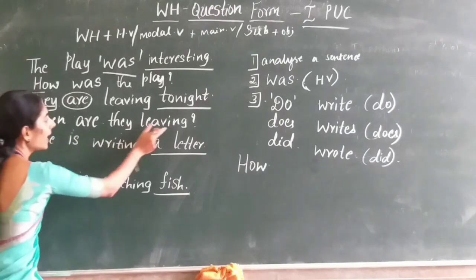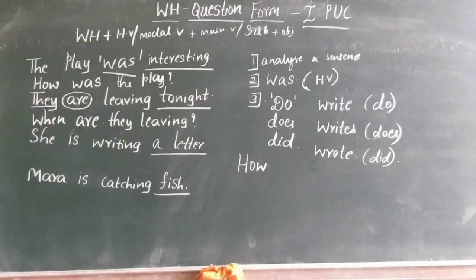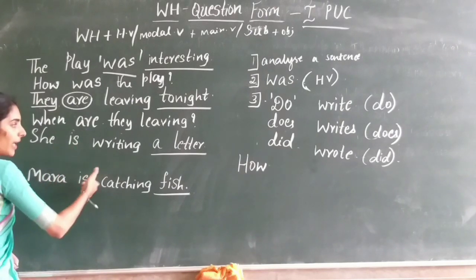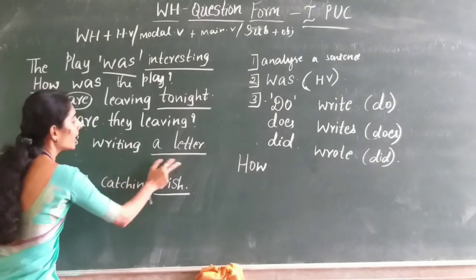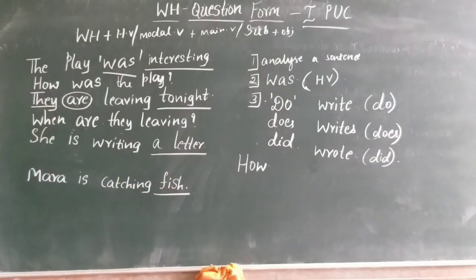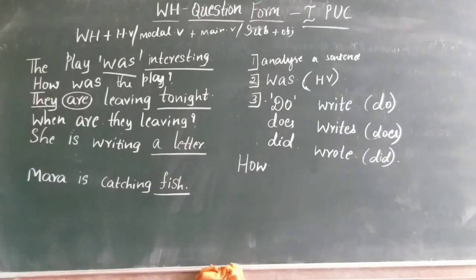So when are they leaving? The answer, tonight. Look at the third sentence. Try to frame the WH question now. Okay. She is writing a letter. A letter. Which category does this belong to? Place, time, thing, object. Yes, of course, we can consider that as a thing or an object.